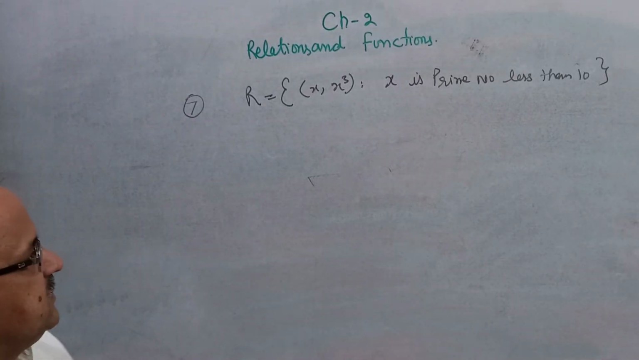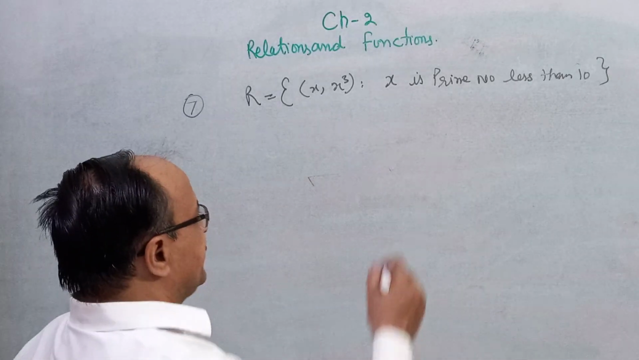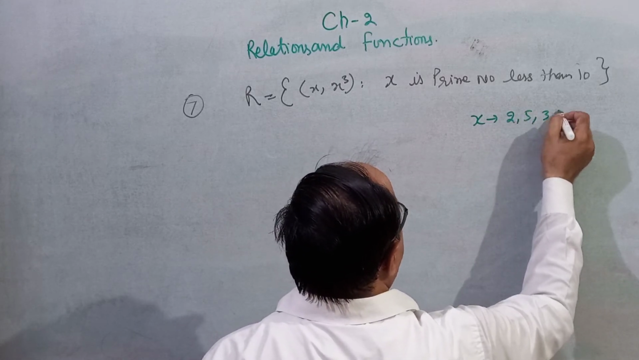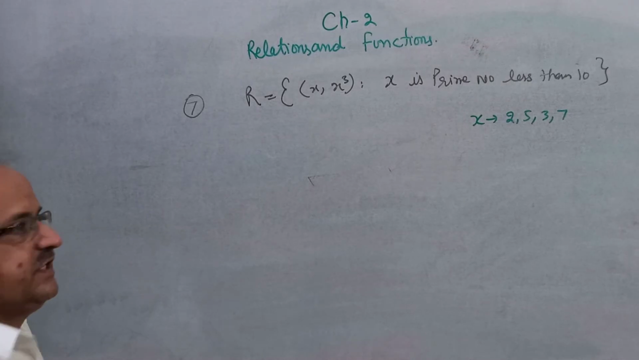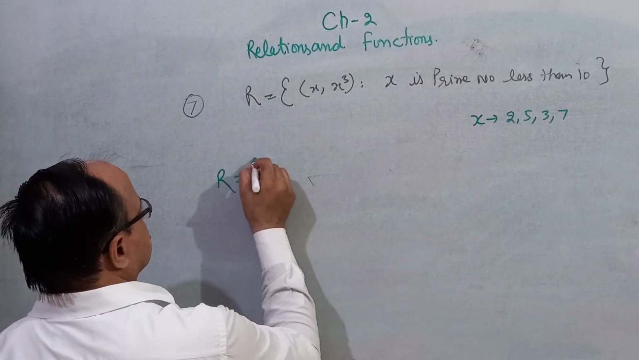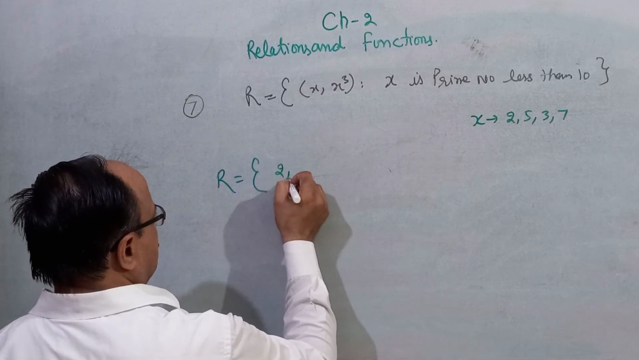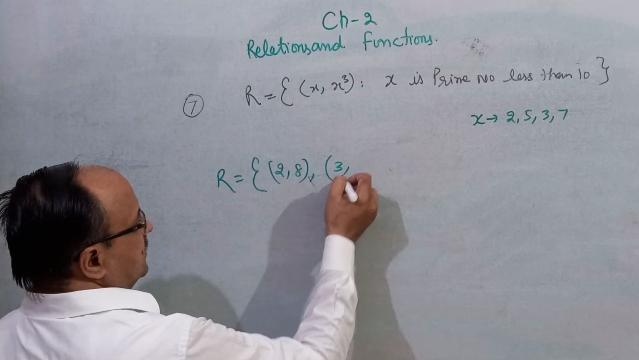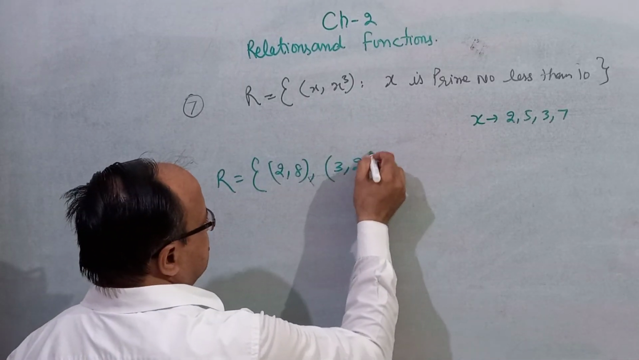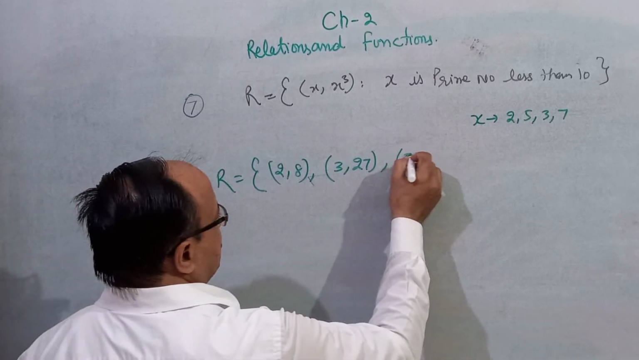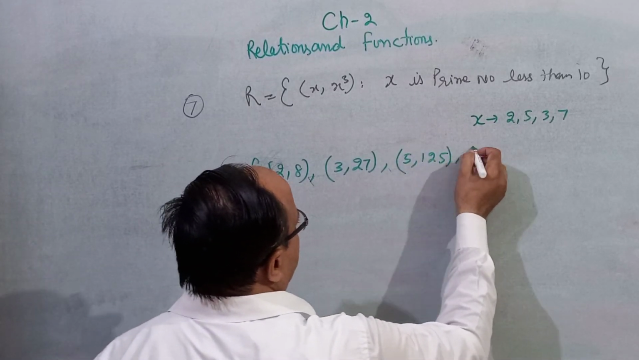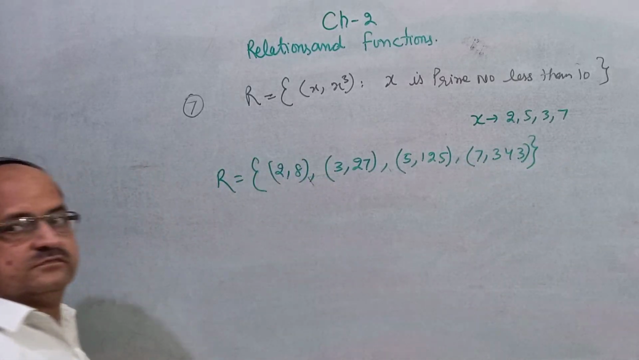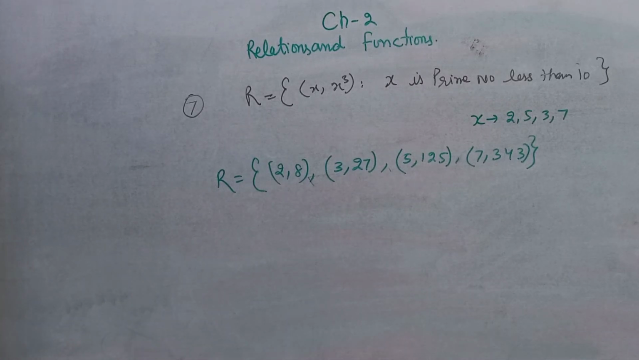Now can you tell me the prime numbers less than 10? The possible values of x are 2, 3, 5 and 7. When you put 2, 2 cube is 8, the first ordered pair. When you put 3, 3 cube is 27. When you put 5, 5 cube is 125. When you put 7, 7 cube is 343. This is the roster form of this question.